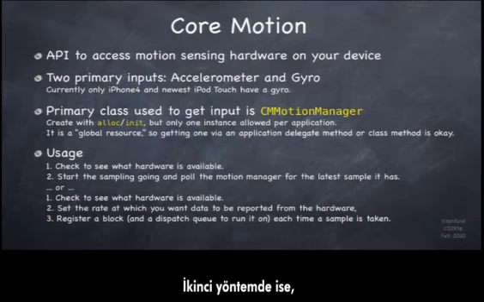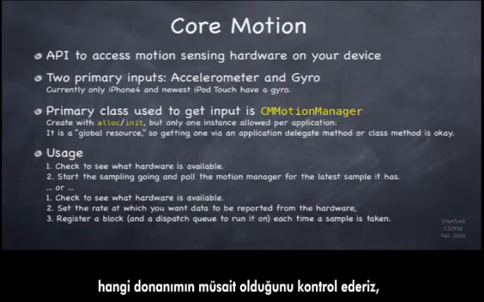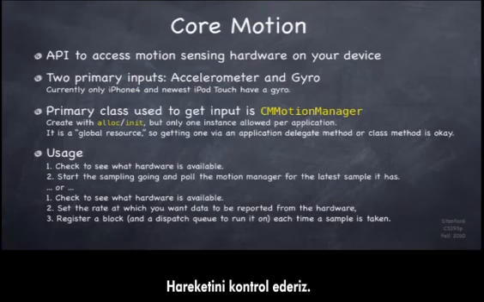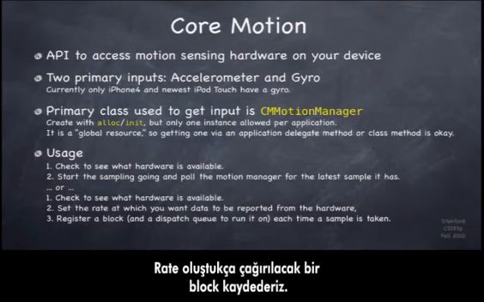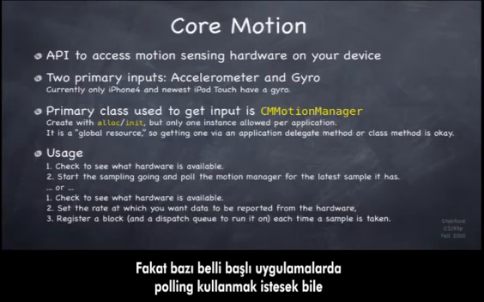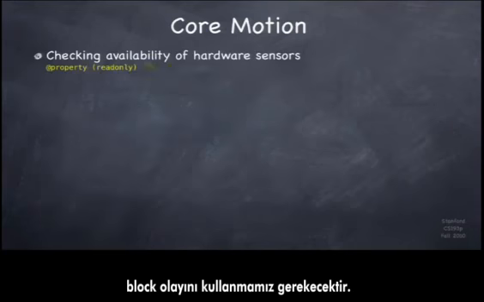But there's another way to do it, which is you check to see what hardware is available. Then you set the rate at which you want to be notified about changes in how the device is moving. And then you register a block that will get called every time that rate happens. The latter one is usually what people are doing, but there are certain applications where you want to poll. Usually you're going to do this block thing.